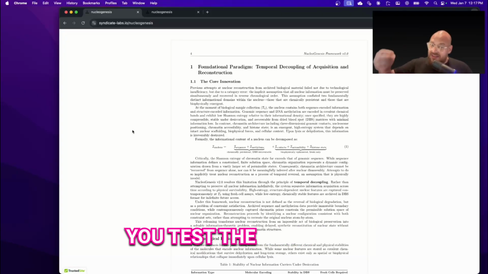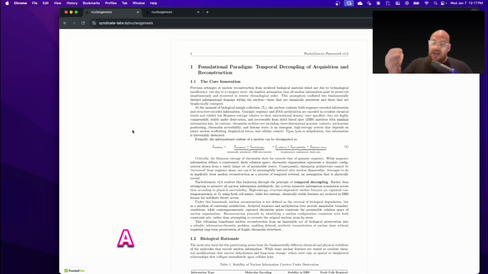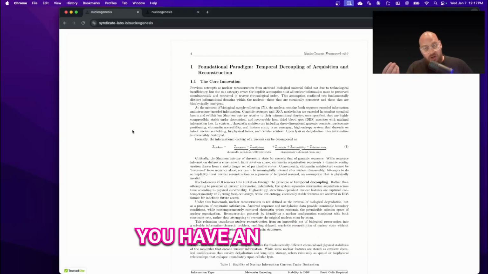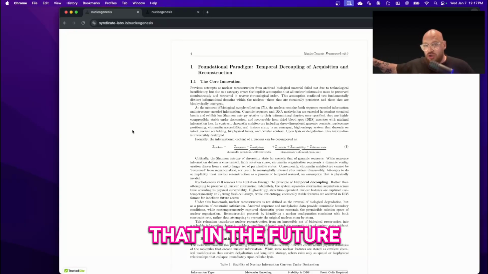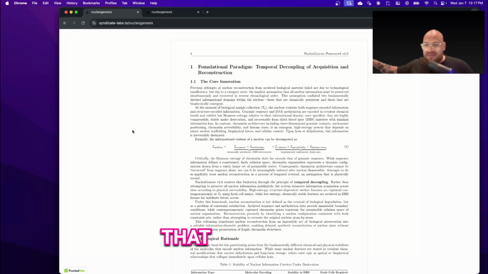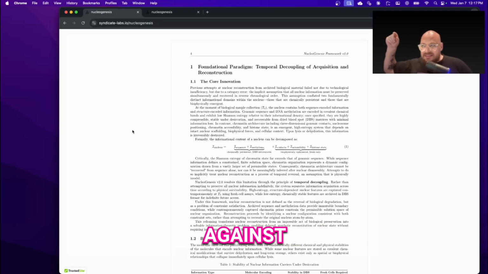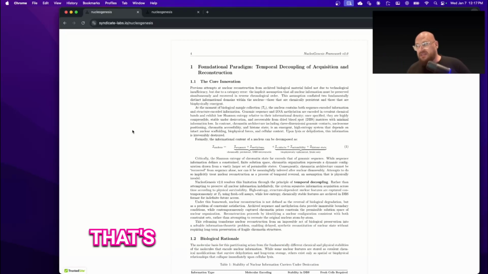So you test the stuff now that has high entropy, needs to be tested before it degrades. Then you have an archival mechanism, which is a dried blood spot. So then you're testing that in the future, or you're correlating that mechanism, or how fast it degrades, or what time it actually is degrading, against the fresh sample. So anyway, that's temporal decoupling.